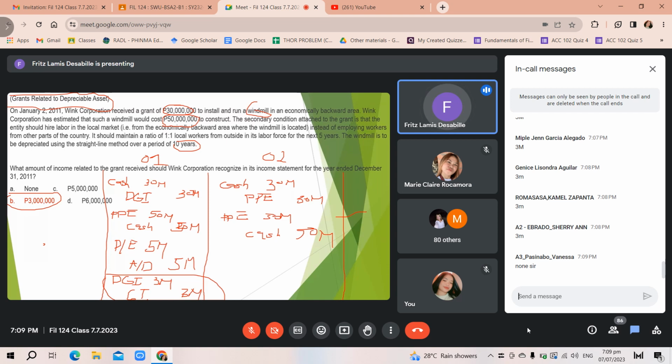Sige. Now in option 2, I said last time, same lang ang effect. Now in option 2, how much is the depreciation? That is 2 million. That is 50 million minus 30 million, that is 20 million divided by 10. So that is 2 million. Depreciation expense, 2 million. Accumulated depreciation, 2 million.